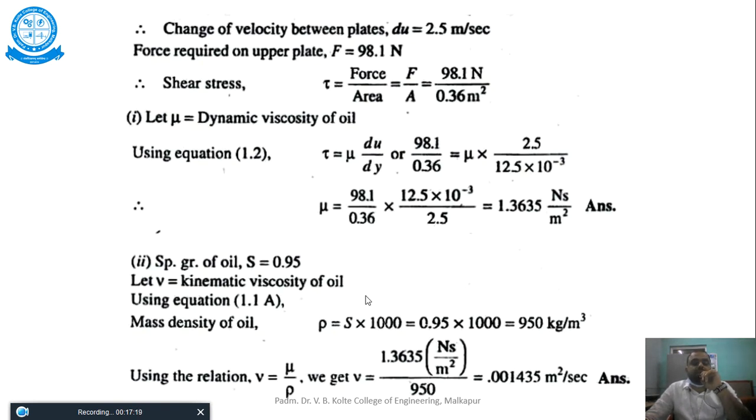So for the second case it is given that the specific gravity of the oil, capital S, is equal to 0.95. With the help of the specific gravity we are able to find out the density of the oil. So density is equal to S into 1000. The value of S is already given, 0.95. So 0.95 into 1000 is equal to 950 kg per meter cube. Then using the equation nu is equal to mu by rho, we will get the value of nu, means kinematic viscosity. It is 0.001435 meter square per second.